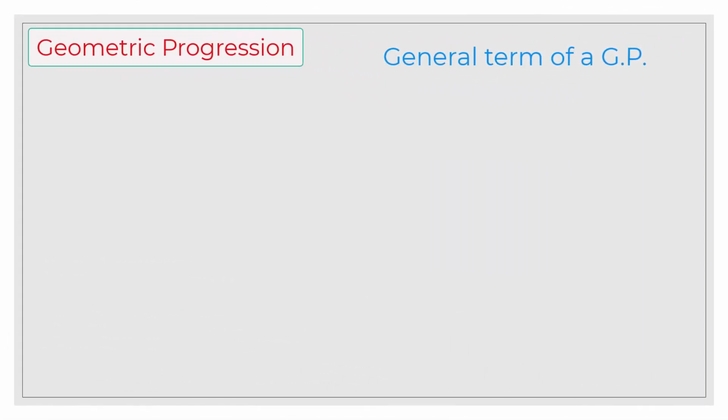Now we know what is a GP and what a common ratio means in a GP. Let the first term of a GP be A and its common ratio be R. How can we form its second term?